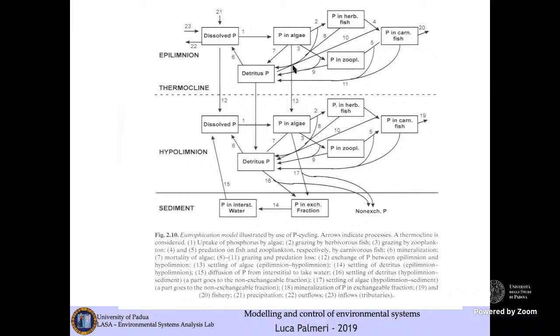Again, for example, let's look at the arrow number 13. If you look at 13, 13 is settling of algae. So in this case, these are transfers of algal cells from the epilimnion, crossing the thermocline and going to the hypolimnion. For example, if you look at process number 16, this is the detritus phosphorus. Process number 16 is settling of detritus from the hypolimnion to the sediment, so passing of detritus from the hypolimnion to the sediment.